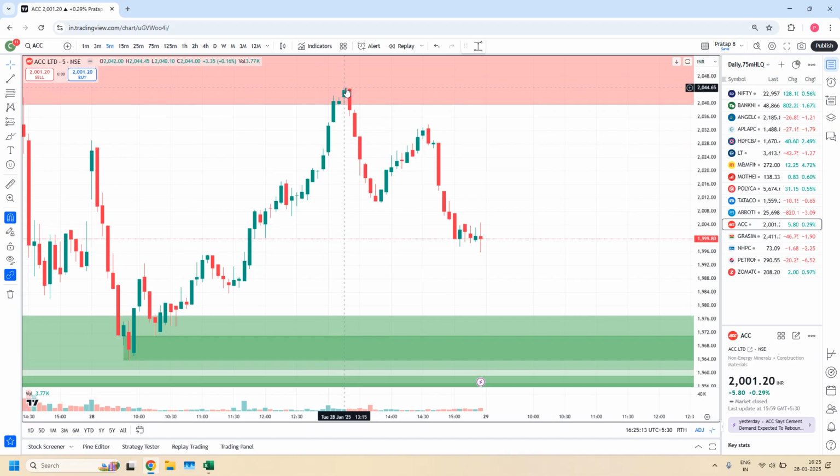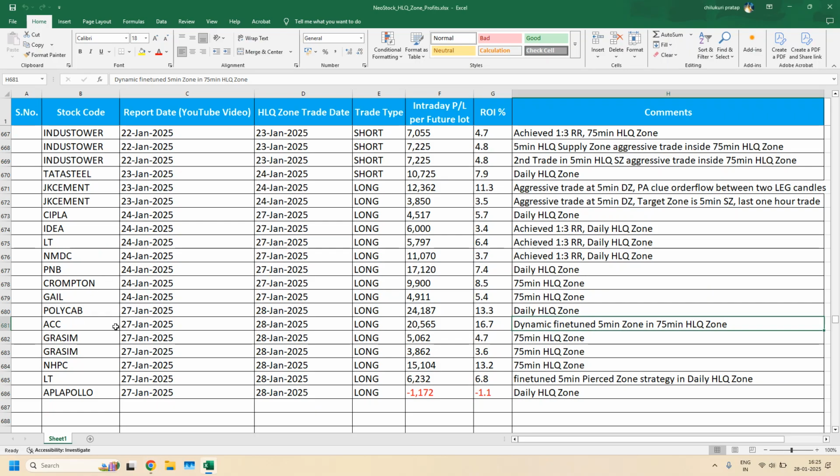So how much profit has it given? ACC has given a profit of 20,565 rupees, which is 16.7% ROI. This is also another excellent ROI.